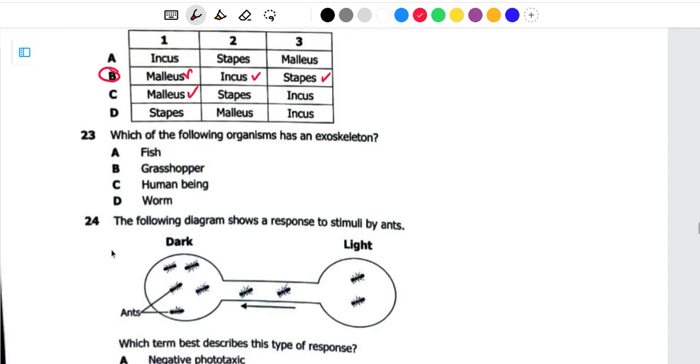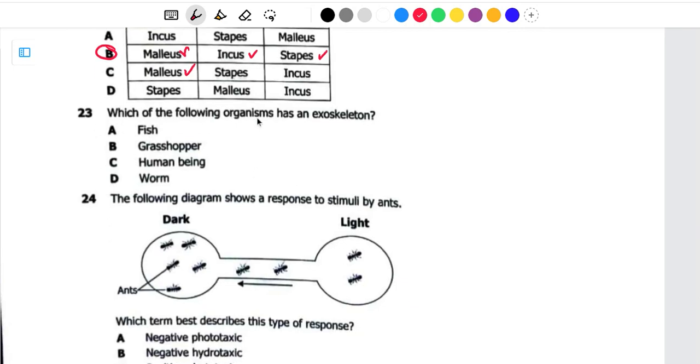Then question 22 is saying which of the following organisms has an exoskeleton? An exoskeleton is a skeleton which is found outside the living organism, and that one can be the grasshopper.